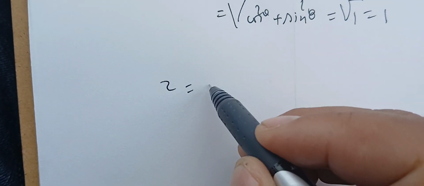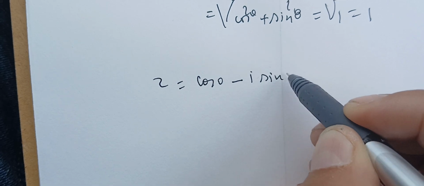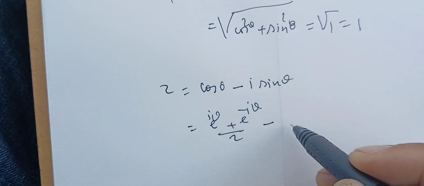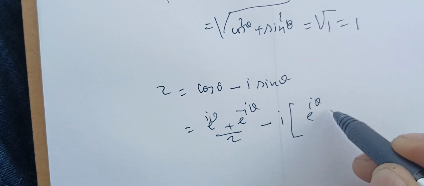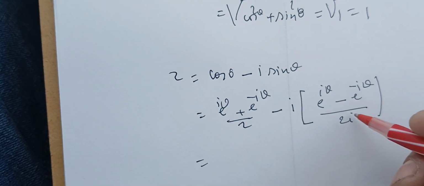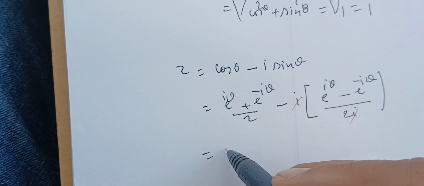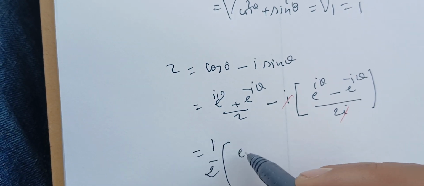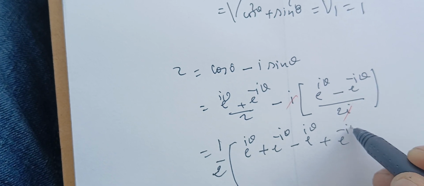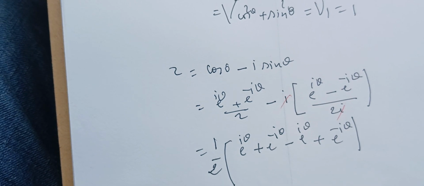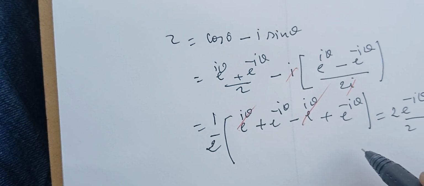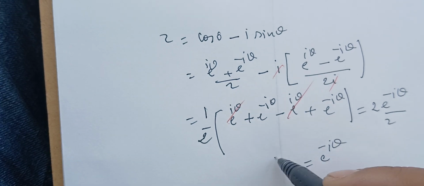So we have z as cosine theta minus i sine theta equals e to the i theta plus e to the minus i theta over 2, minus i, we don't forget this i, times e to the i theta minus e to the minus i theta over 2i. Okay, so we can cancel this i here, and we factor by 1/2. We get e to the i theta plus e to the minus i theta minus e to the i theta plus e to the minus i theta. And we cancel this one here, so we get 2e to the minus i theta over 2, which is e to the minus i theta. So that means our z here.